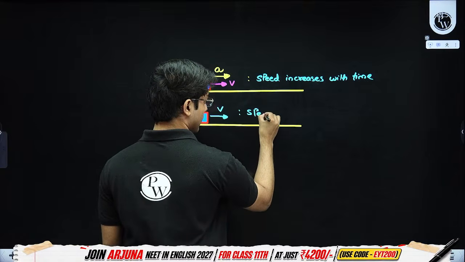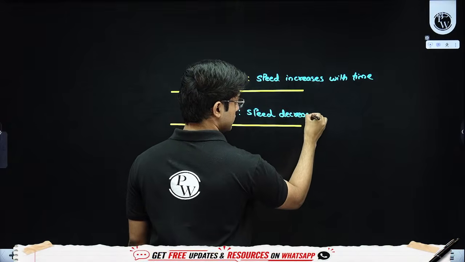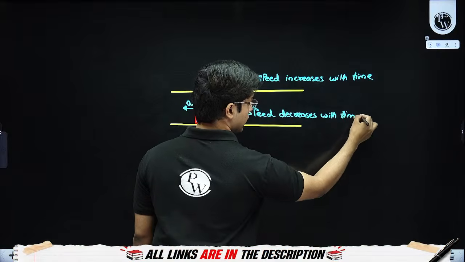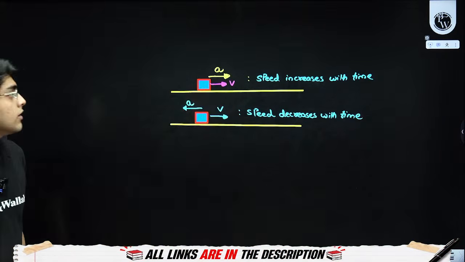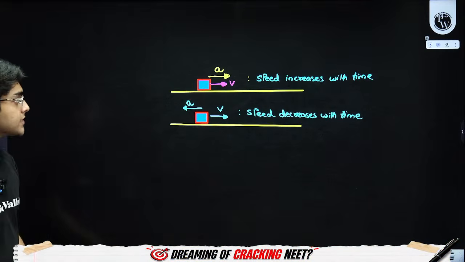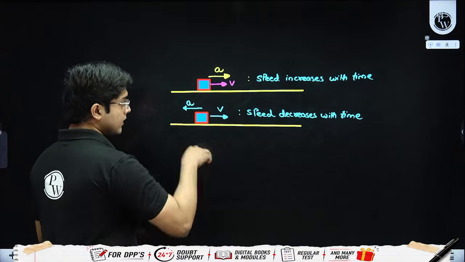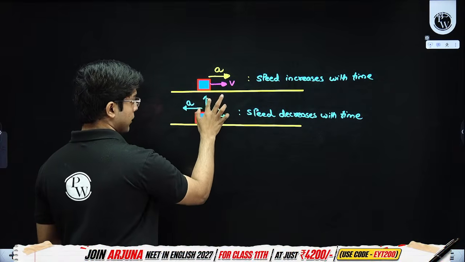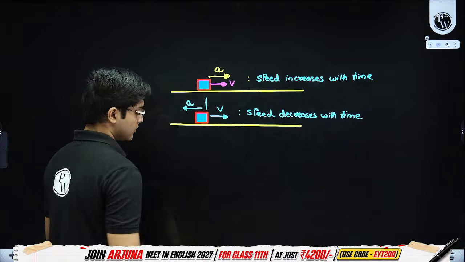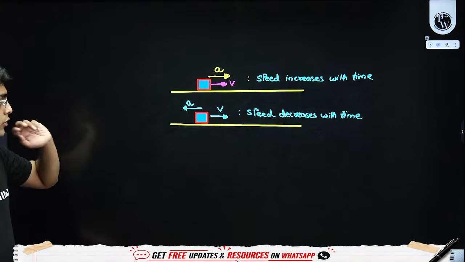In this case, speed decreases as time passes. These two are the only possibilities other than a equal to 0. If acceleration is 0, then speed is constant, right? The other cases, where acceleration is perpendicular to velocity, come under 2D motion, which we will cover in the next part. So in 1D, these are the only two possibilities.